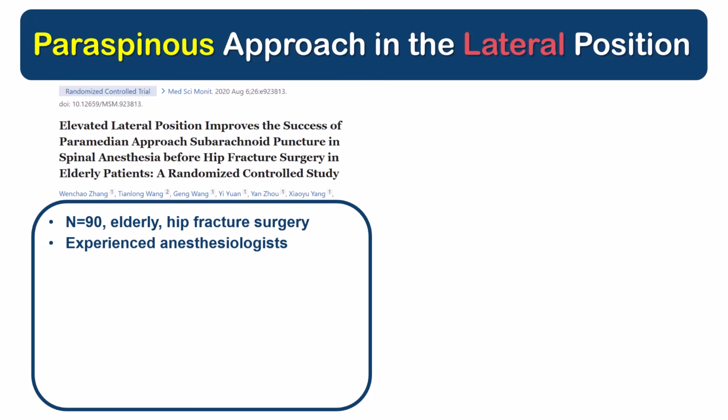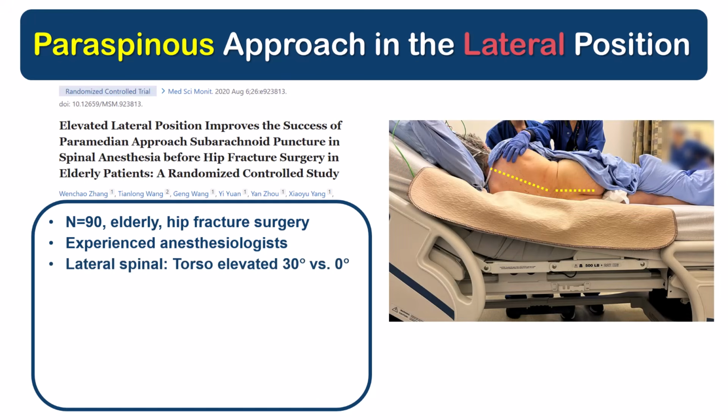I'm going to end with one more interesting paper which provides a final tip to consider when using a paraspinous approach in the lateral position. Zhang and colleagues performed spinal anesthesia in 90 elderly patients who were undergoing hip fracture surgery, and again all were experienced practitioners. The patients were placed in a lateral position, but in half of them, the chest and shoulders were raised by 30 degrees, what they called an elevated lateral position.